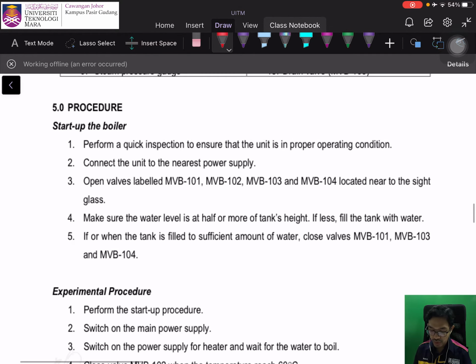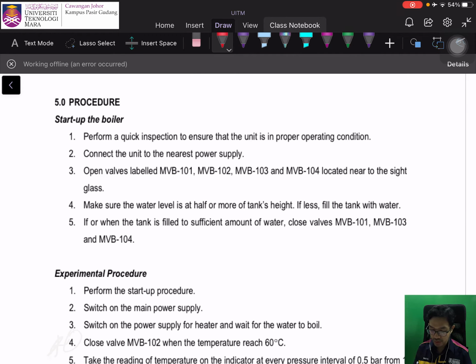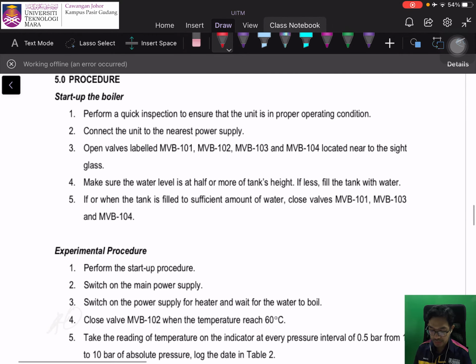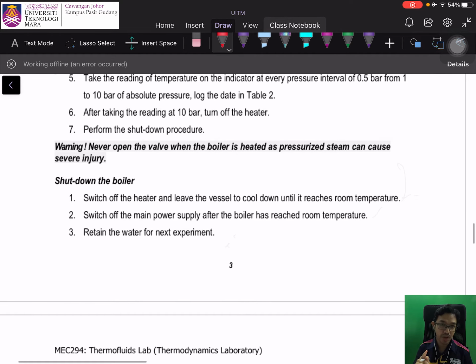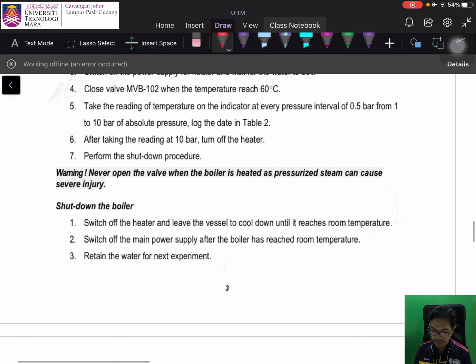Okay, so I will not focus on this procedure, but the only important thing that you need to be careful with is this apparatus, because this apparatus deals with high pressure and also high temperature. Okay, so that is the main thing, the safety point that you need to remember in your experiments.